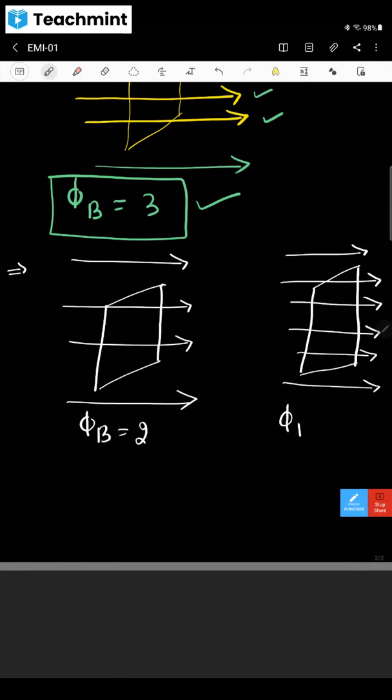How about the magnetic flux here? Look at this. How many are passing? One line is passing, another is passing, three, four. Four lines are passing.